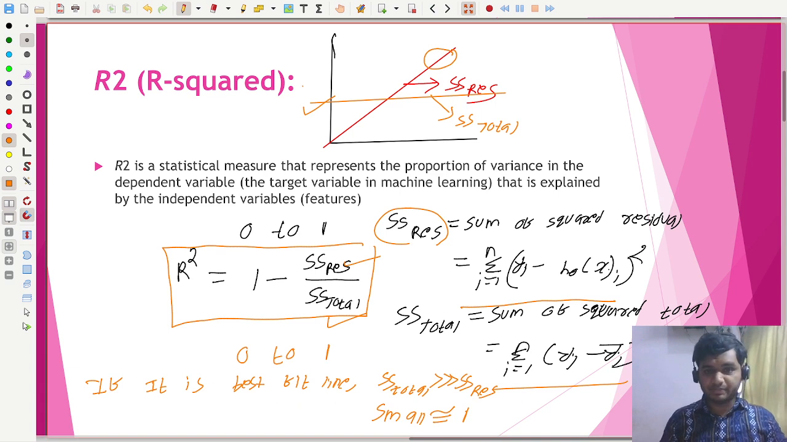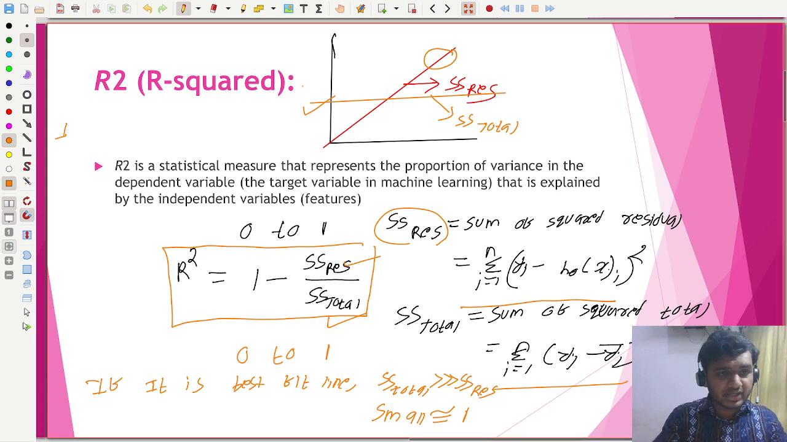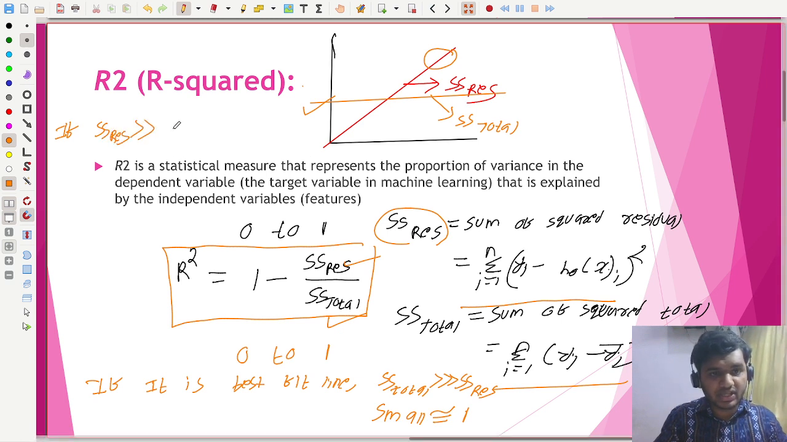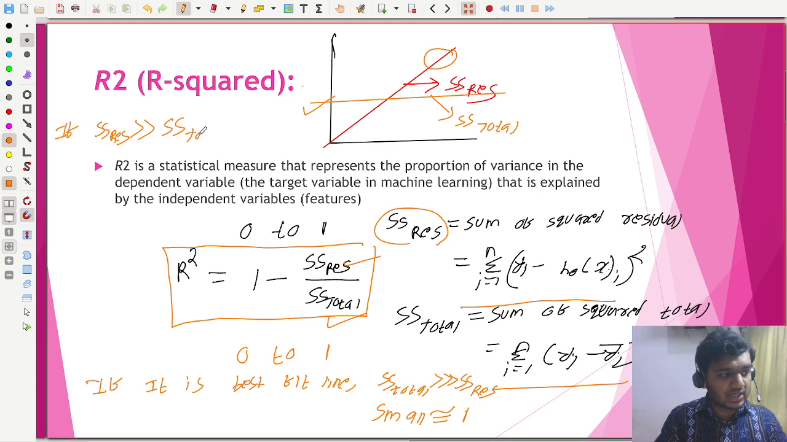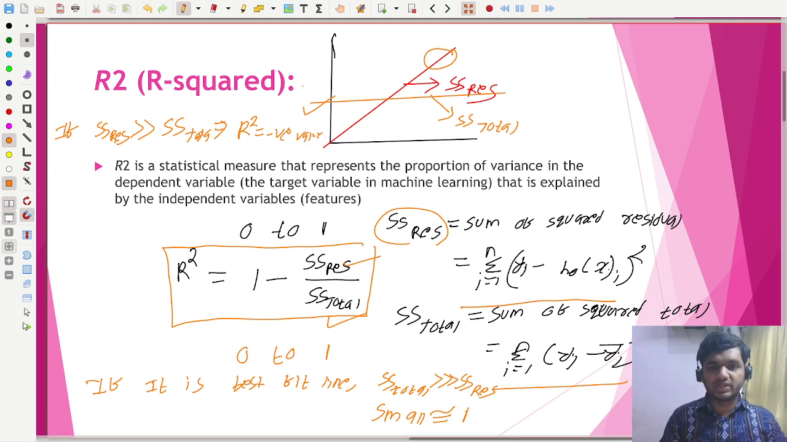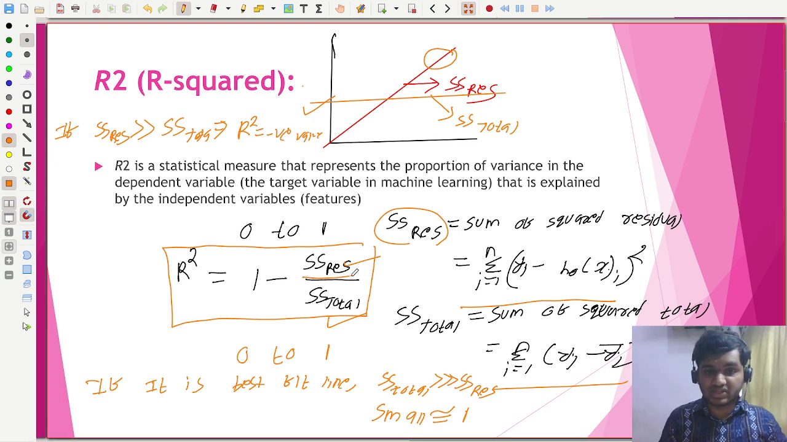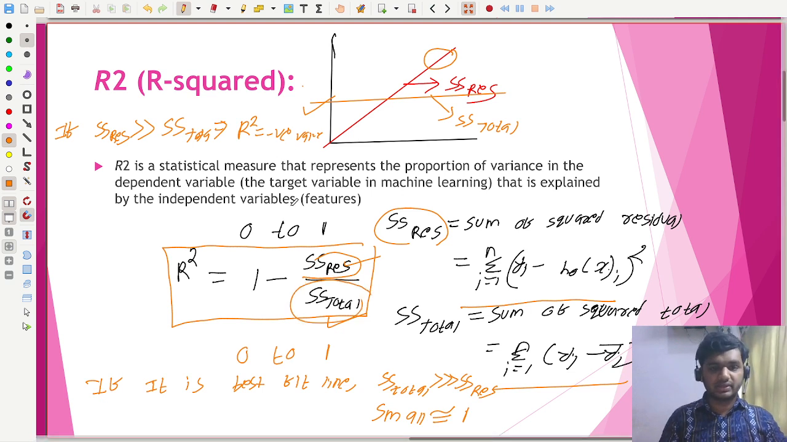So if you conclude that SSRES is greater than or equal to SS total, this implies R square is a negative value. Here notice, if SSRES is greater than SS total, then R square is a negative value. Then for some demerit, we will notice adjusted R square.